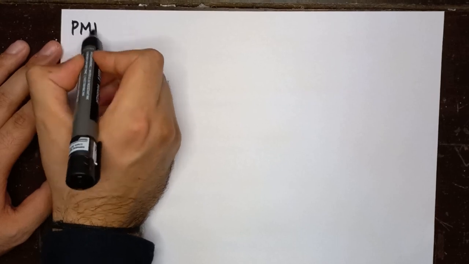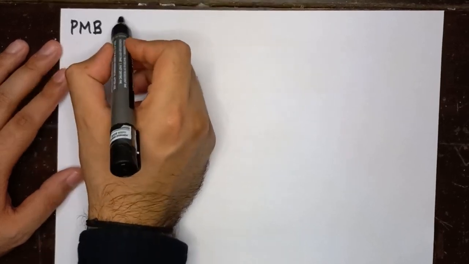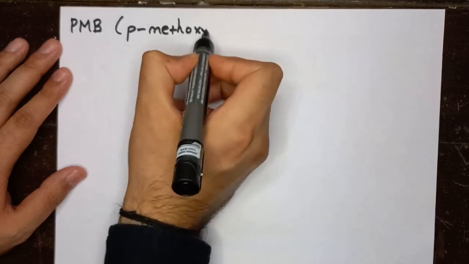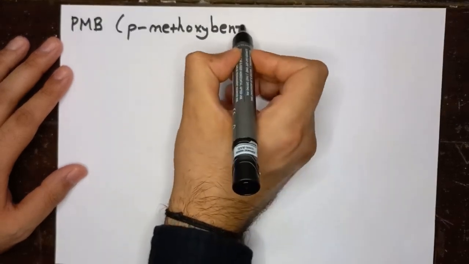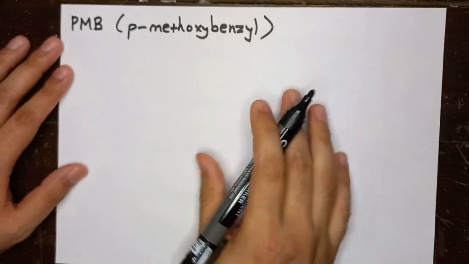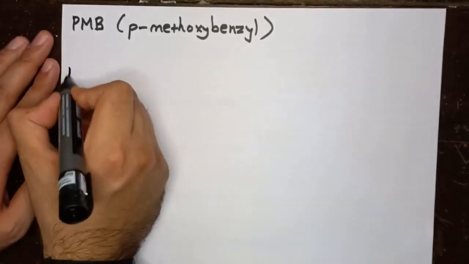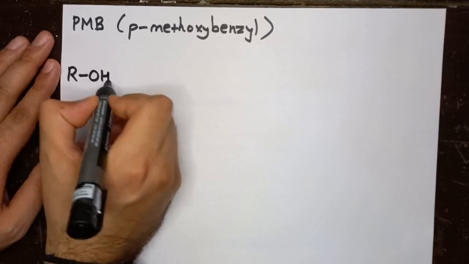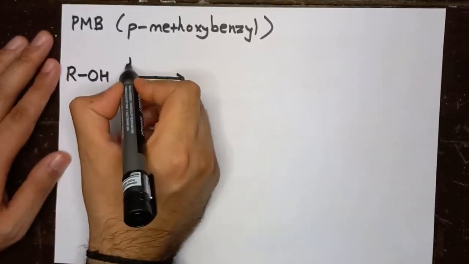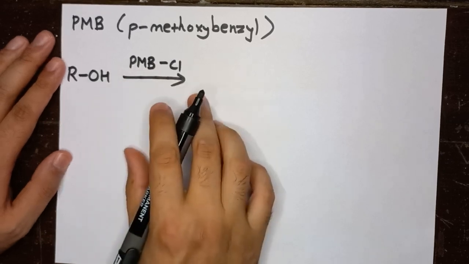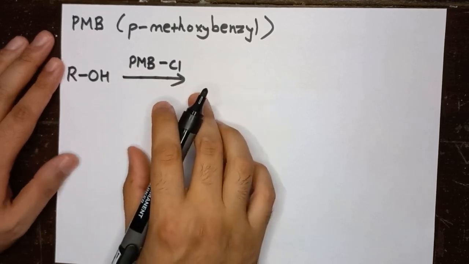Now let's talk about PMB. So PMB stands for para-methoxybenzyl protection. Okay, so let me talk about protection first. So this is my alcohol. If I use PMBCl, what is PMBCl? PMBCl is para-methoxybenzyl chloride.